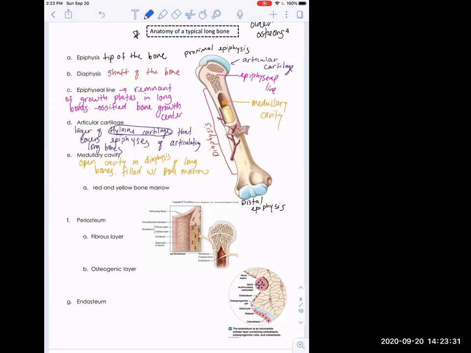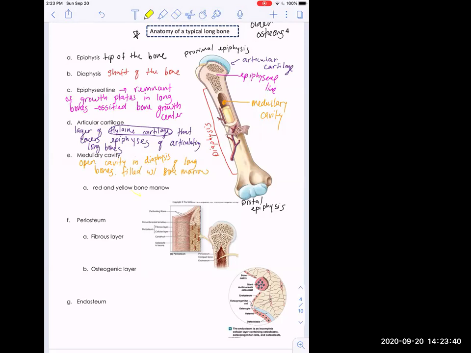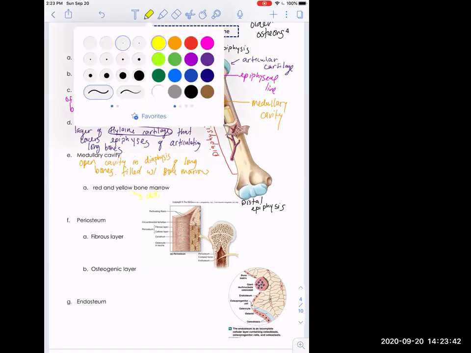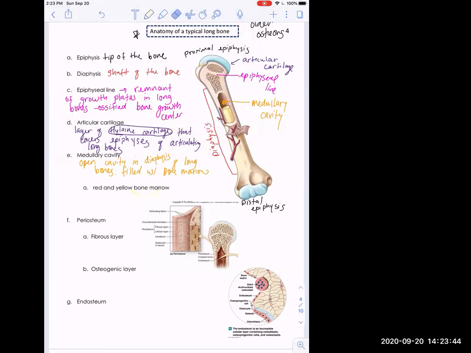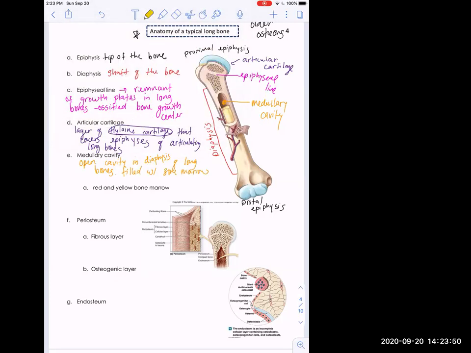Now, there's two different kinds of bone marrow that can fill these. Yellow bone marrow. Yellow bone marrow is adipose tissue. This is what we have as adults.